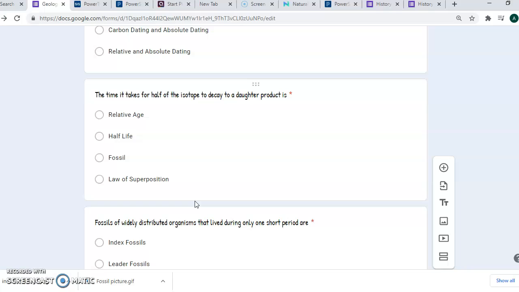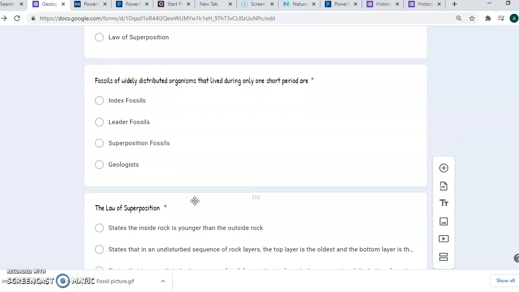The time it takes for half of the isotope to decay to a daughter product is relative age, half age, fossil, law of superposition. Fossils of widely distributed organisms that live during only one short period are index fossils, leader fossils, superposition fossils, geologists.